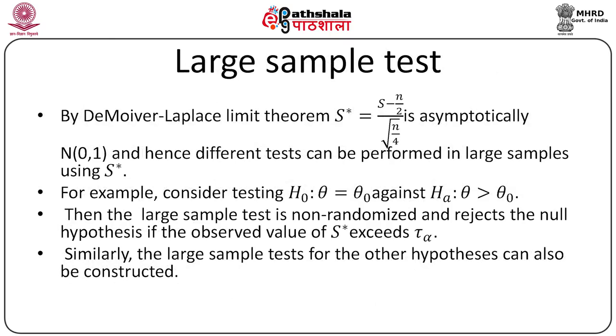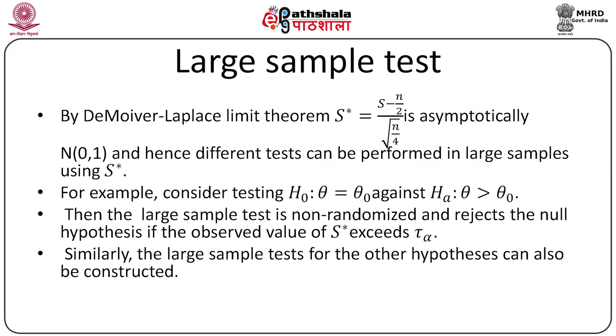Next, we shall discuss how to perform sign test in large samples. Note that under the null hypothesis, S has a binomial distribution with parameters n and half. Then, by the de Moivre-Laplace limit theorem, the new variable S star, which is nothing but S minus n by 2 whole thing divided by square root of n by 4, is asymptotically normal 0, 1. Therefore, different tests can be performed in large samples using S star.